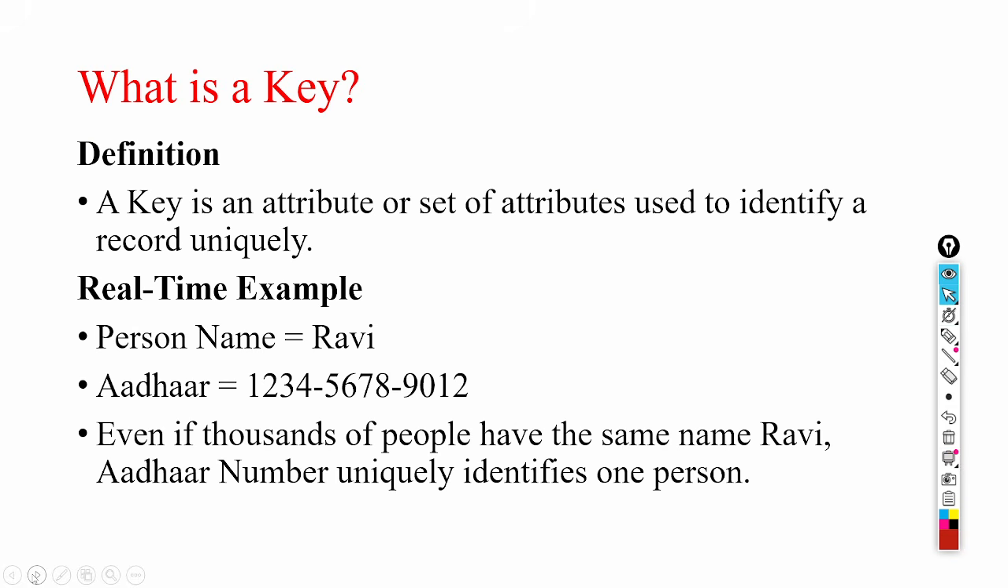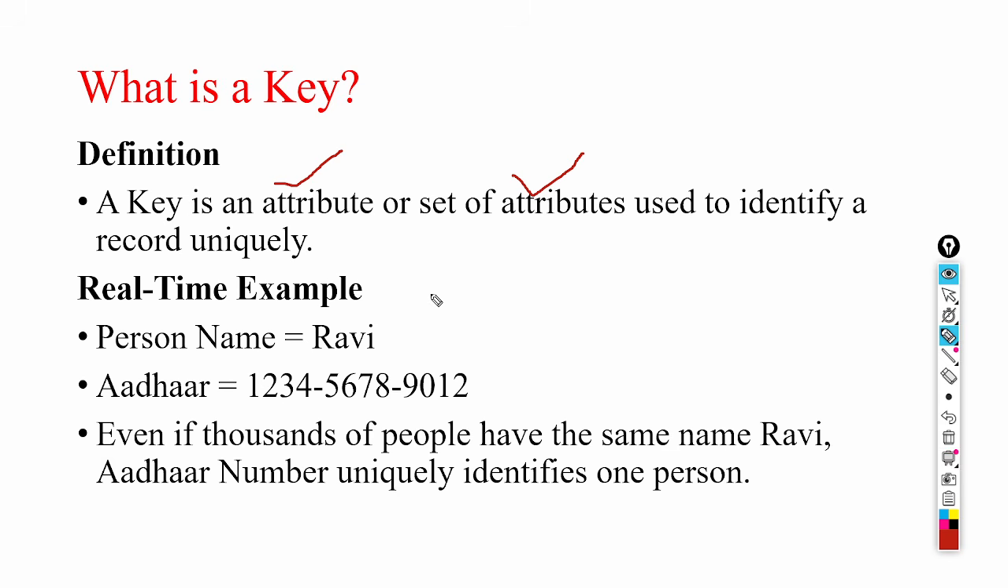Then what is a key? Let us discuss the definition. A key is an attribute or a set of attributes used to identify a record uniquely. A key is an attribute or a combination of a set of attributes used to identify a record, that is, the data in a database table, uniquely.